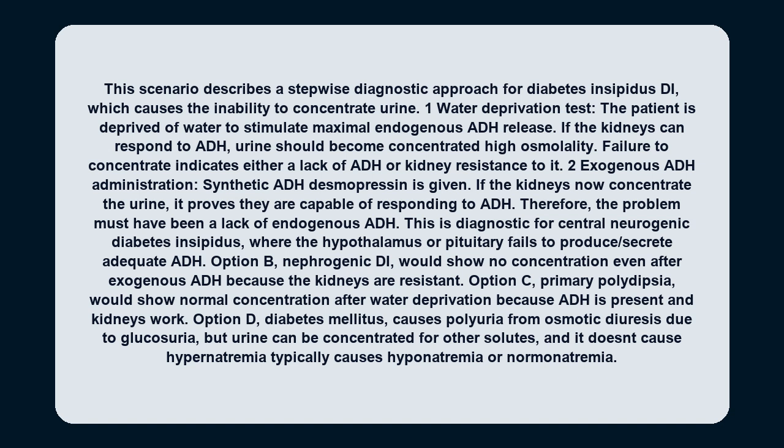Option C, primary polydipsia, would show normal concentration after water deprivation because ADH is present and kidneys work. Option D, diabetes mellitus, causes polyuria from osmotic diuresis due to glucosuria, but urine can be concentrated for other solutes, and it doesn't cause hypernatremia. It typically causes hyponatremia or normonatremia.